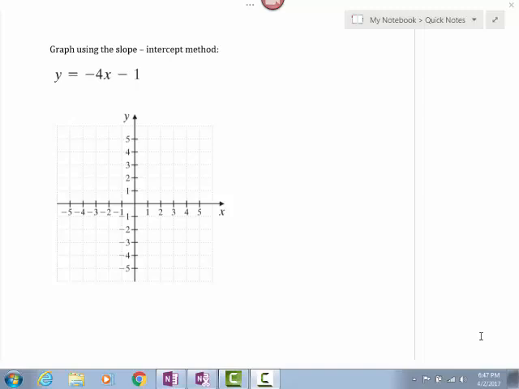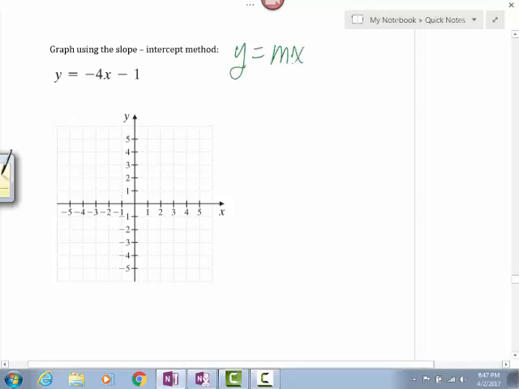Okay, the next problem here says graph using the slope-intercept method. So again, the first thing I'm going to do, I'm going to write down my slope-intercept equation, y equals mx plus b, and I'm going to do a little stare and compare. I want to find two things. I want to find what my m is, and I want to find the coordinates of my y-intercept.